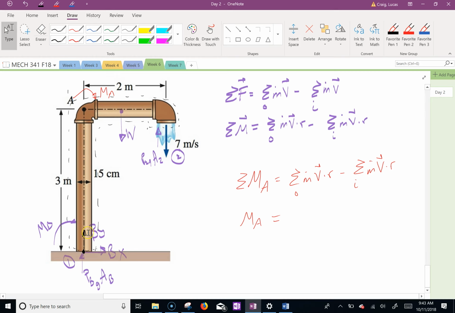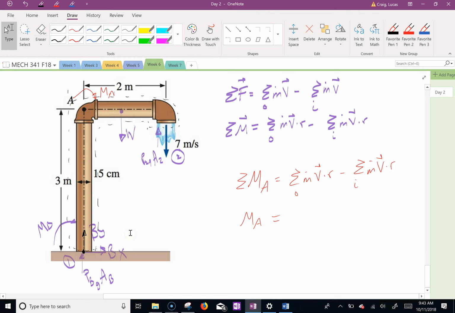This By goes away because it's in the line of action. And this right here, same thing, line of action. And I believe when you figure this out, there's no force in the x, because Bx is 0, so that doesn't even show up.